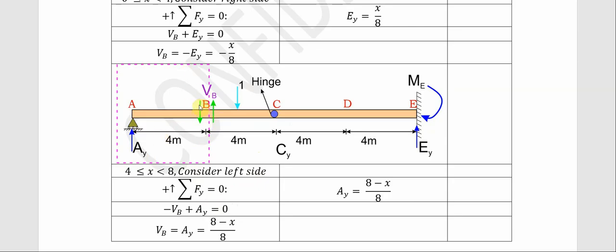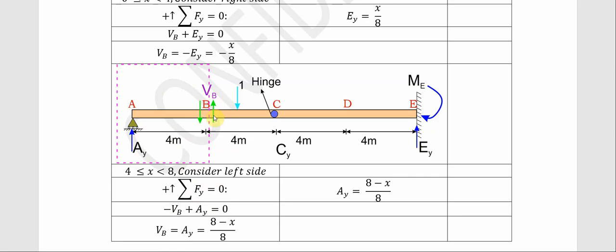But this time, the way we treated it, the left hand side is pointing downward, while the right hand side is pointing upward. That's the way we treated this particular shear from the beginning. So since this one is pointing downward, if this one is positive, this one is negative. So we have minus VB plus AY equals 0.